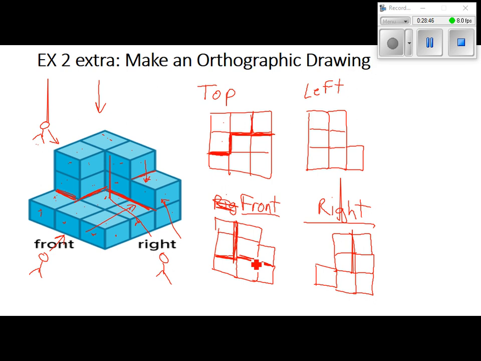And then the right view, looking here, you've got your 1 block, then the second one, there's a break there, so that's going to be right there, and it drops back in there. And you have a break going across here because of that break right there. So something like that. That's an orthographic drawing.